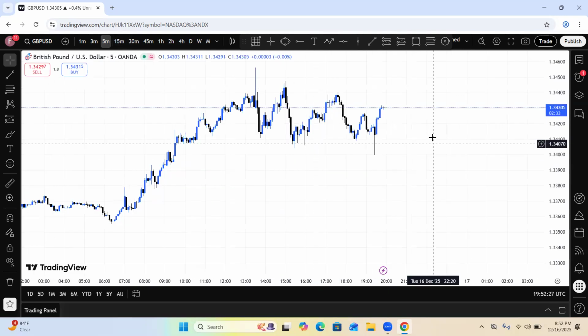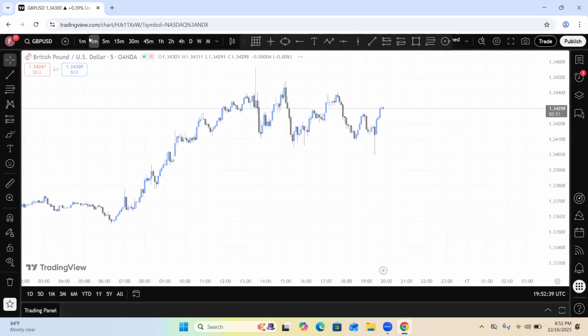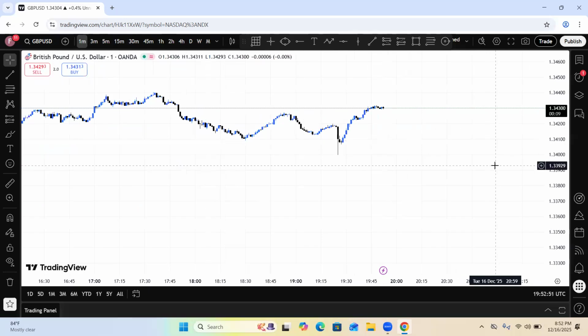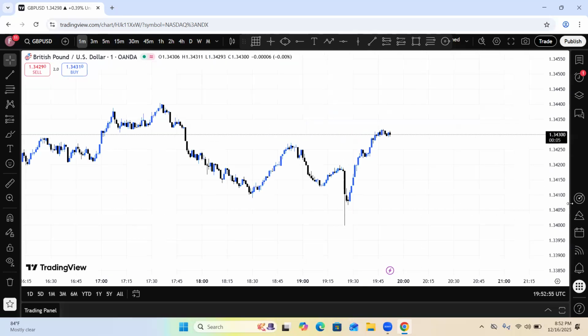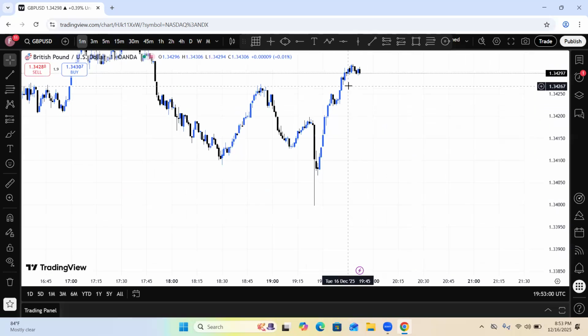If we go to the 5 minutes time frame, it means that every candlestick that you are seeing was formed under 5 minutes. If we go to the 3 minutes time frame, every candlestick that you are seeing here was formed under 3 minutes. If we go to the one, you can see how tiny it has become. If we go to the 1 minute time frame, every candlestick here was formed under a minute.